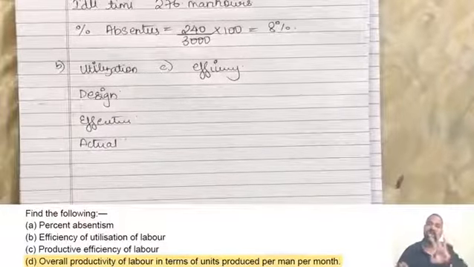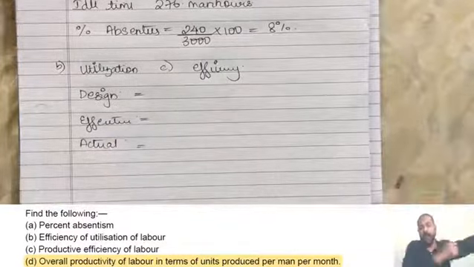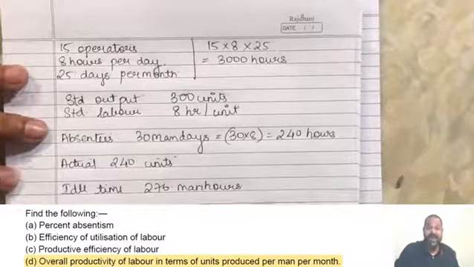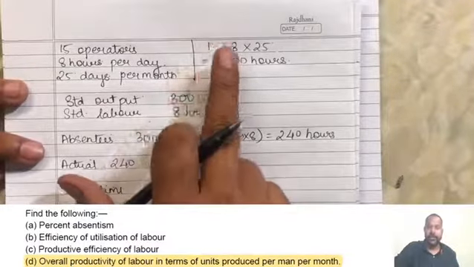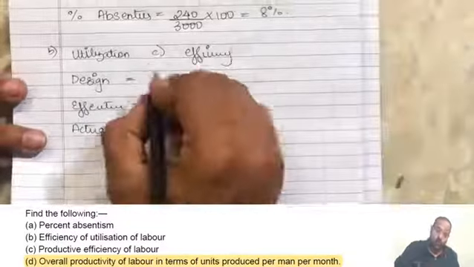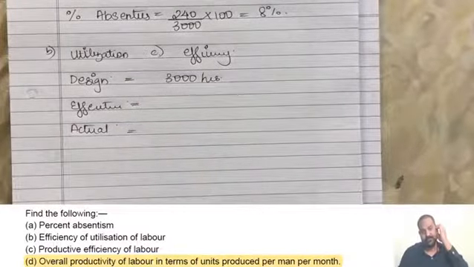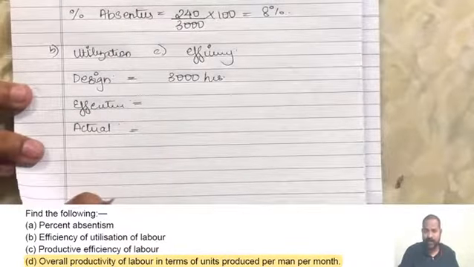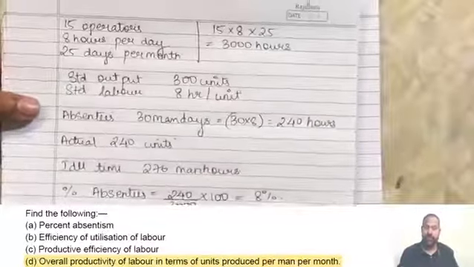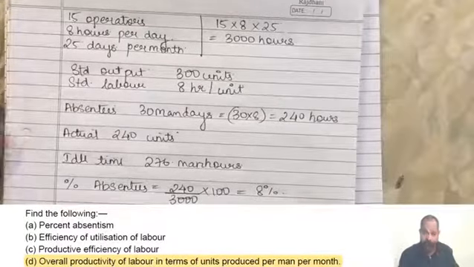Bottom line is, I need three things. What is your design made of? What should you effectively get? And what are you actually getting? Let's come to one thing at a time. Well, I have created a design of 15 operators working 8-hour day for 25 days is a total of 3000 hours is my design. What do you effectively get? Well, I should get 3000 hours. No. Do you notice that in these 3000 hours, there are 240 hours that are lost due to absentees?